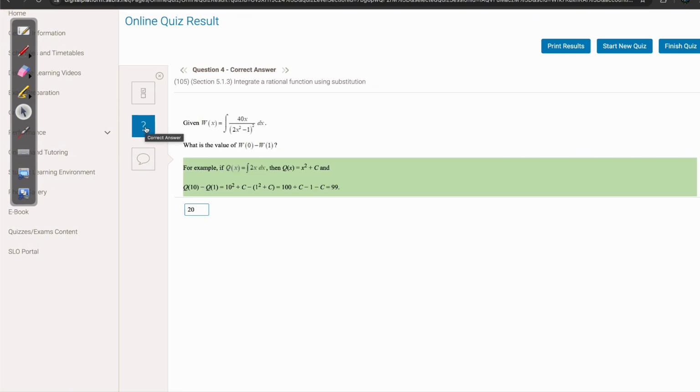Given w of x is equal to the integral of 40x over 2x squared minus 1 dx, what is the value of w of 0 minus w of 1? First, let's start with the rule of integration. So let's say the integral of ax to the b, right? We would do ax to the power of b plus 1 over b plus 1.